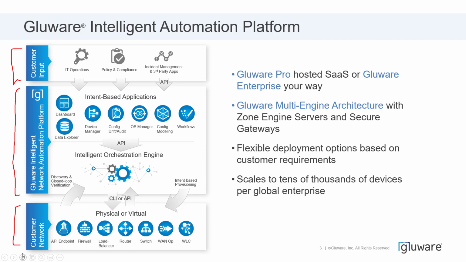In general, we're delivering Gluware Enterprise typically as a set of virtual machines that you deploy into your environment. Those virtual machines become your primary orchestration server and your backup orchestration server, as well as leverage our multi-engine architecture that enables you to deploy zone engine servers out closer to groups of nodes for distributed performance. Those zone engines are how we scale, and we will talk about that a little more going forward. So Gluware is very flexible in how it's deployed and is scalable to tens of thousands of devices. We have not actually hit an upper limit on scale at this point, and we continue to expand and deliver on networks in the tens of thousands of counts.